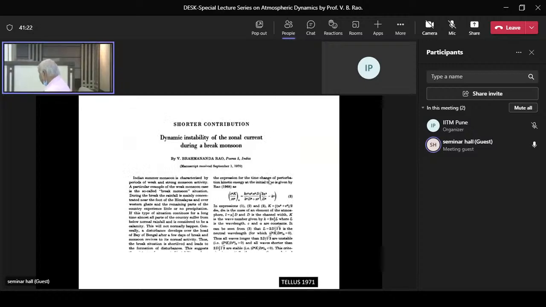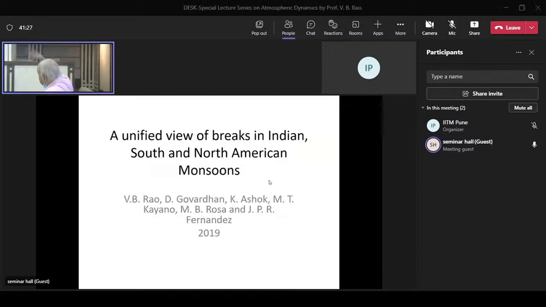But in the real atmosphere, you might remember the two peaks. There is one peak around wave number 4. I also explained what a wave number is. Normally 2 pi by L would be thought of as the wave number, but it has dimensions of L to the minus 1. Actually, the wave number is 2 pi a cos phi by L. Anyway, that is the wave number of waves.